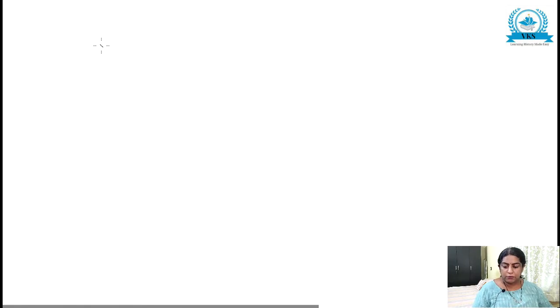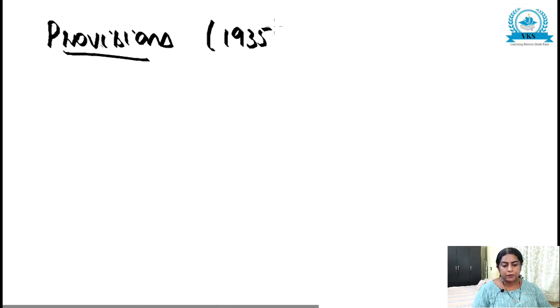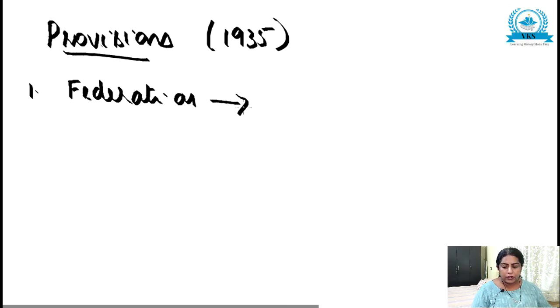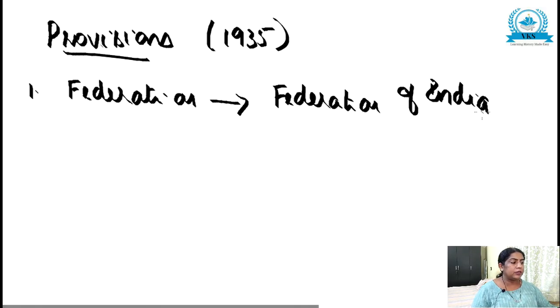Okay, so the main provisions of the Act of 1935. The first one is federation. The Act provided for the establishment of the Federation of India. Federation basically means a group of states, a group of states with a central government but independent in their internal affairs.